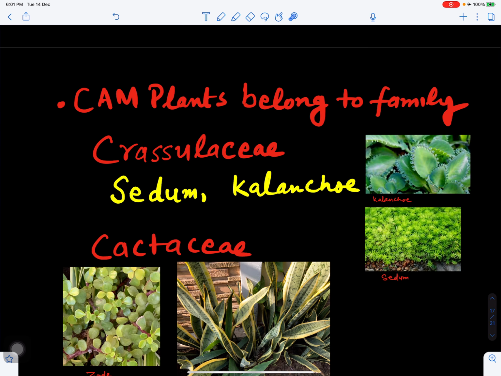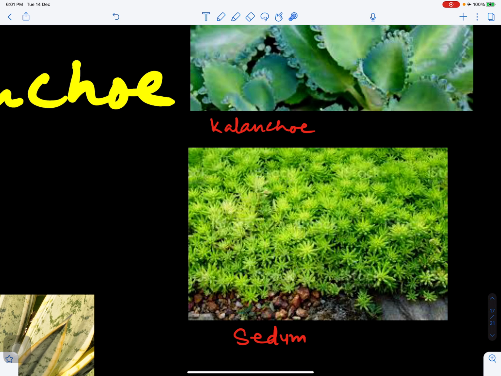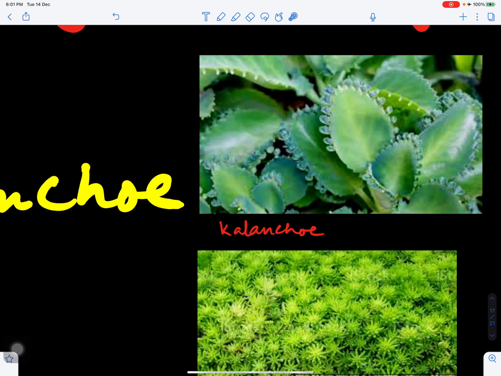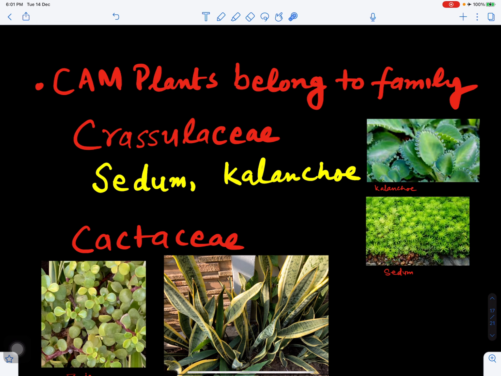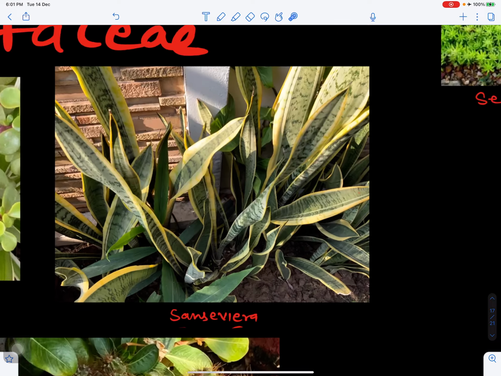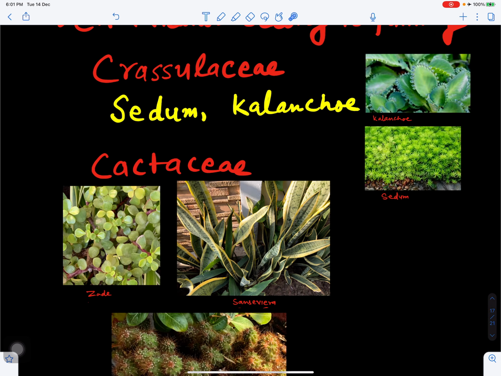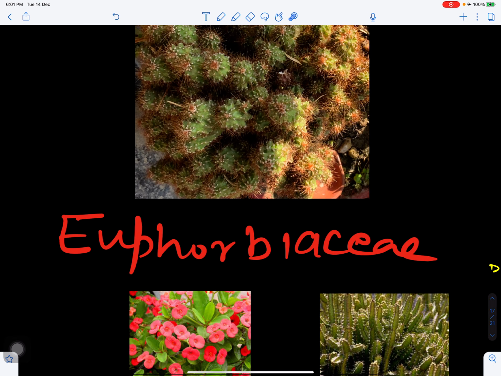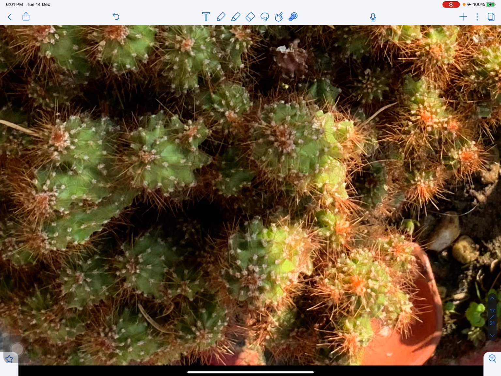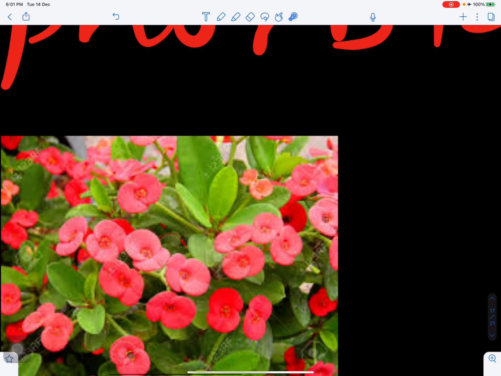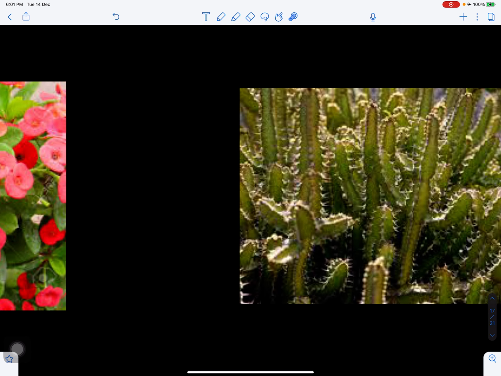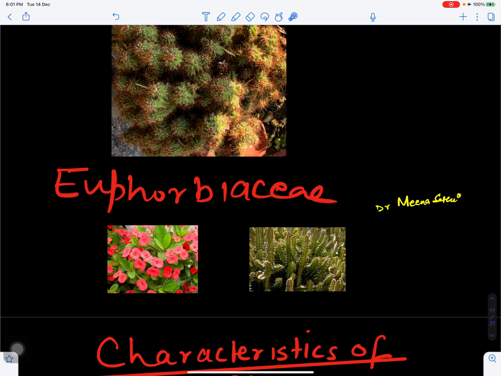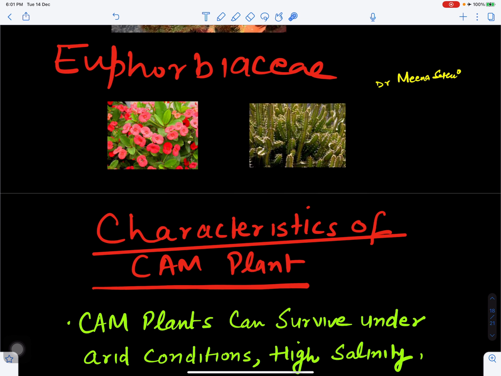Now CAM plants mostly belong to the family Crassulaceae. They are succulent in nature, like sedum and kalanchoe. We can see here, this is the sedum plant and this is the kalanchoe plant. They store water inside their succulent leaves. Now this is sansevieria, also called mother-in-law's tongue plant, and this is the jade plant. They may belong to family Cactaceae, or family Euphorbiaceae. These are again succulents, cacti. We can see here, this is Euphorbia pulcherrima plant. This is again Euphorbia. So they belong to family Euphorbiaceae and they show the CAM metabolic pathway.